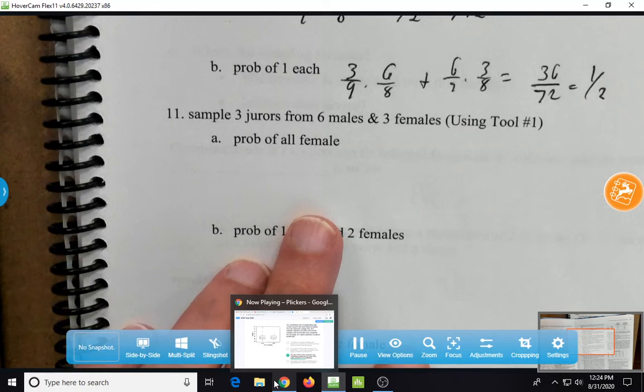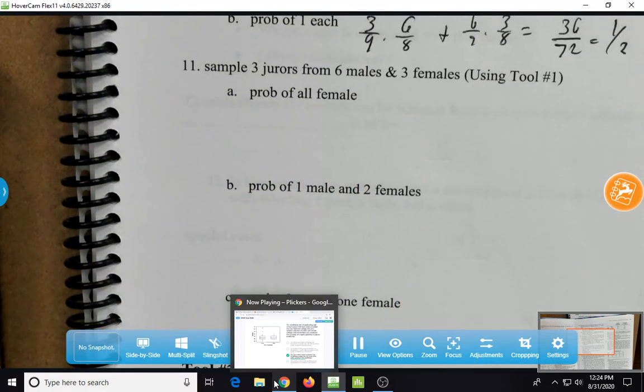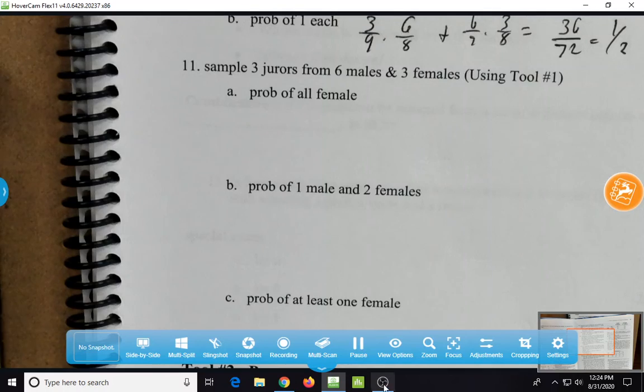Now, what if we had all 3? Why don't you go ahead and figure out part A and part B, and we'll go through part C together, depending on how far you get.